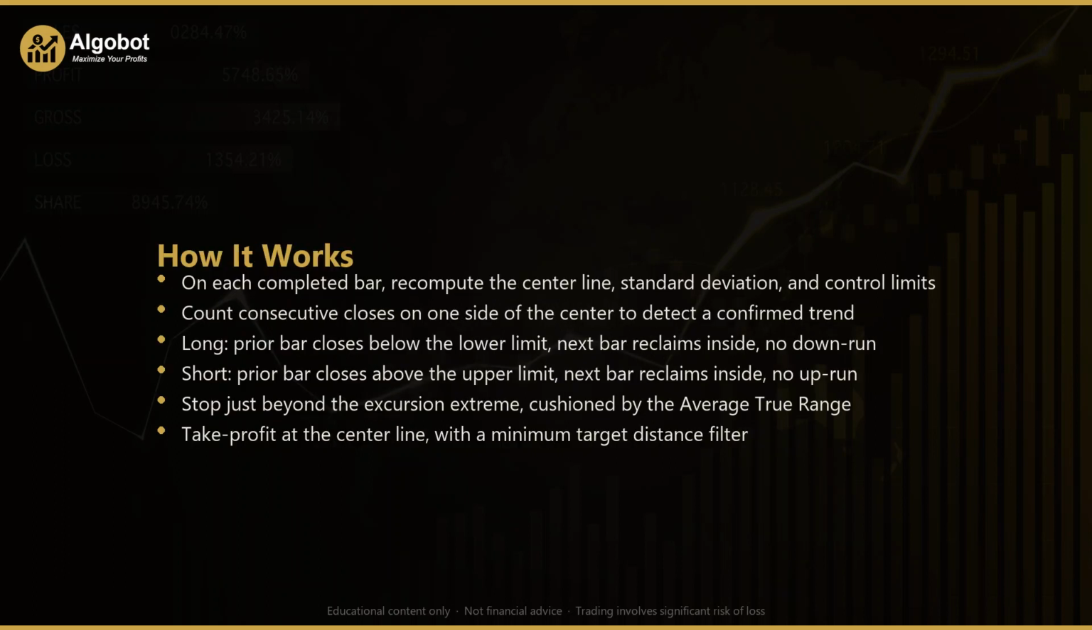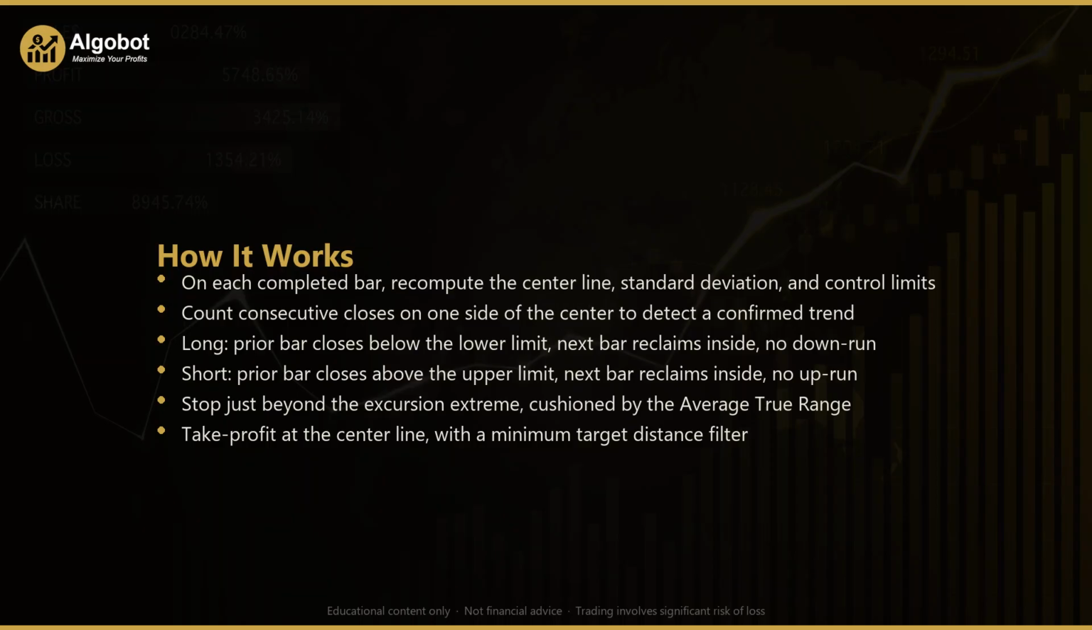Let's walk through the exact logic, step by step. The strategy works only with completed bars, checking its conditions once each time a new bar opens. On every completed bar, it recalculates three things: the center line, which is the simple average of closing prices over the control period, the standard deviation of those same closes, and from them, the upper and lower control limits set at the chosen sigma distance.